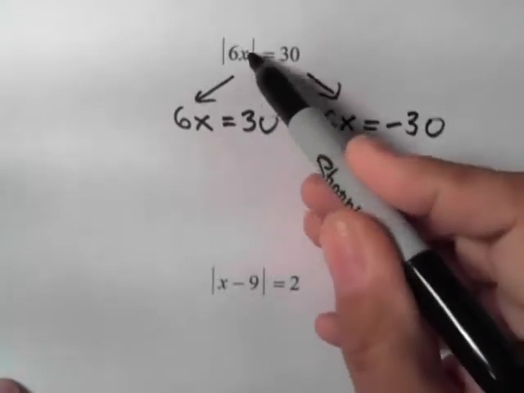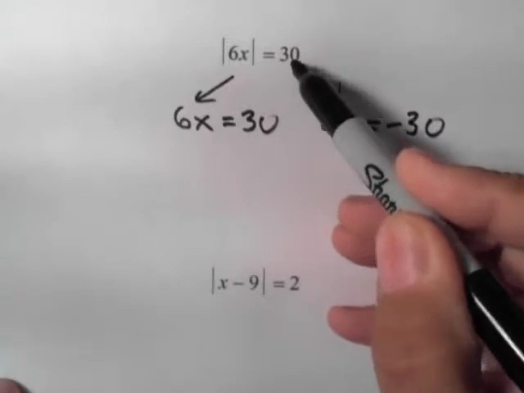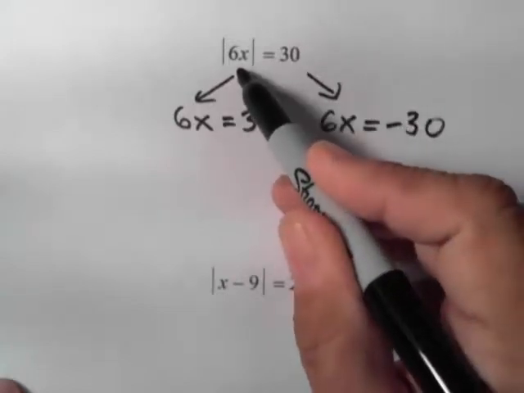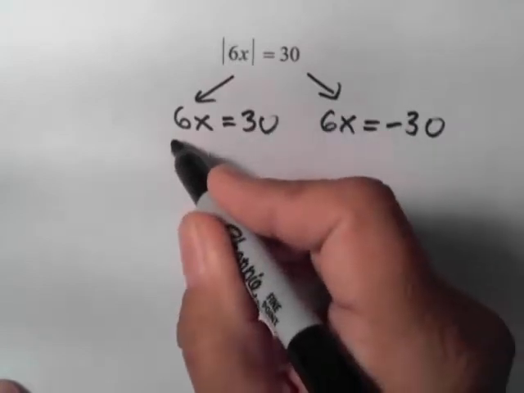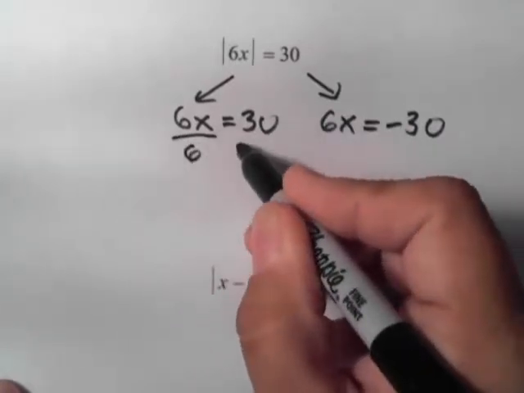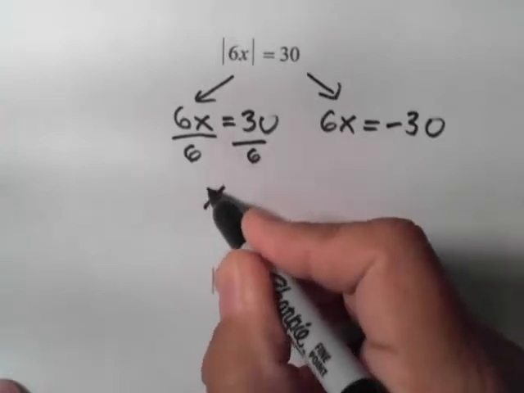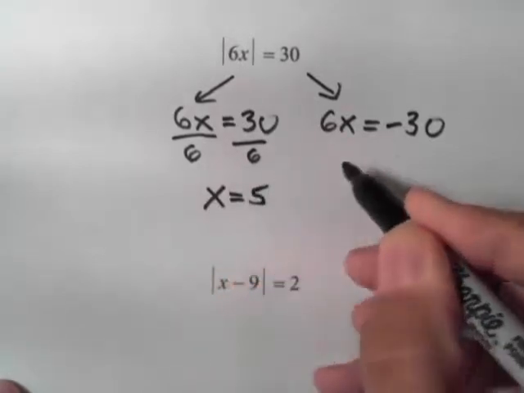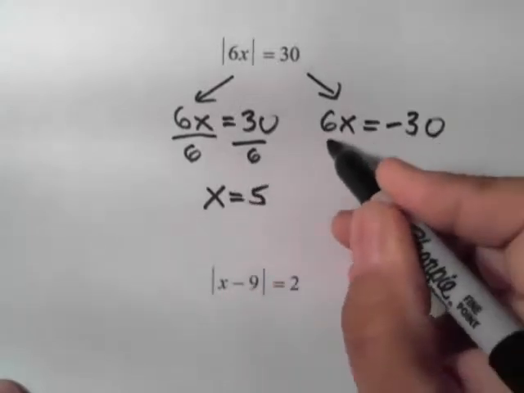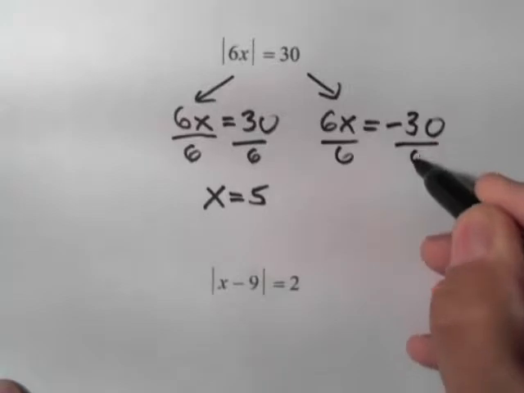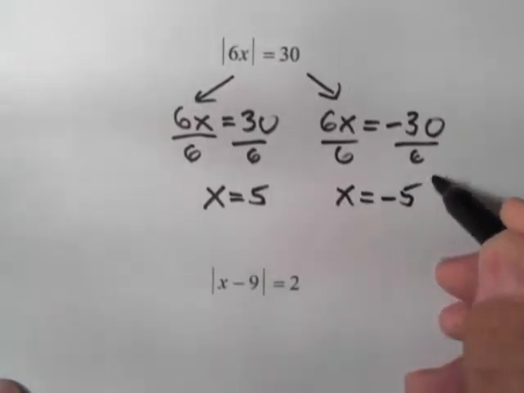Remember that if the inside here is positive 30, the absolute value of that is 30. If the inside is negative 30, the absolute value of that is also 30. So that's where these two come from. And of course now it's easy to come up with the actual solutions here. x equals 5, and this one right here, we're dividing by 6 also, and it looks like x equals negative 5.